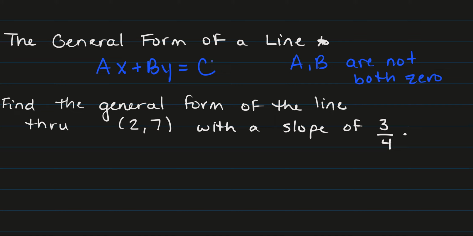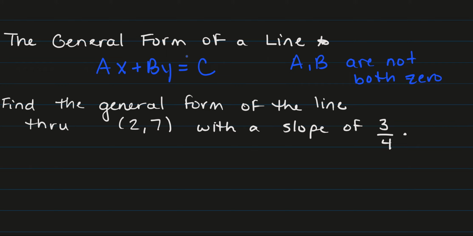Notice what would happen if a is 0. This would go away, and you'd have b times y is c, and if you solve for y, you'd have y is equal to a number, which is a horizontal line. If b was equal to 0, this would go away, and you'd have a times x is equal to c. So if you solve for x, you'd have x is equal to a number, which is a vertical line. But if they're both not 0, then you have a regular line that's not horizontal or vertical.